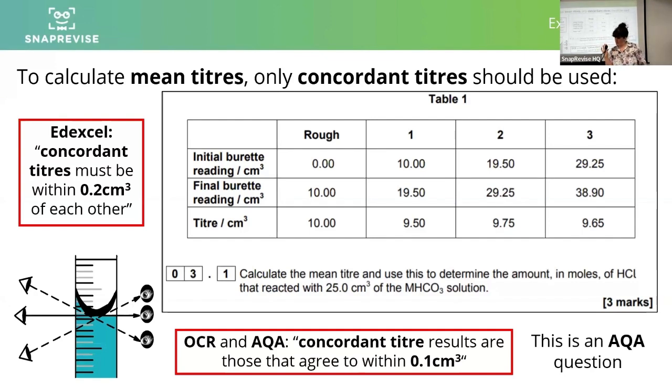Yep. So depending on where your eye line is, you might read the bottom of the meniscus off at a different point. So we need to use concordant titers to make sure it's not just human error that has caused different readings. And remember as well, rough titers are not used. So you can't use rough titers. And in this case, that value that they got first is not concordant. So we wouldn't use that value to calculate the mean titer.